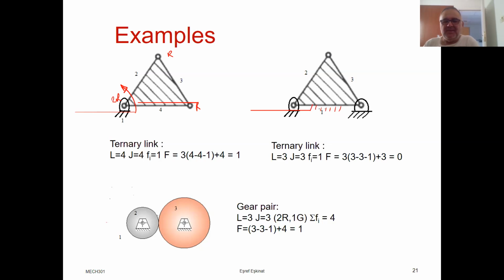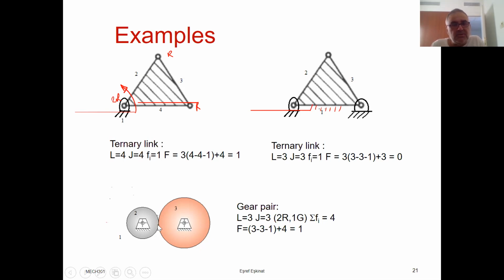Okay. Another thing is the gear pair. We said that the gear pair has a degree of freedom of 2, right? Let's see, we have 2 gears, first gear here, second gear here. We connect them with 2 revolute joints. The number of links: 1 is the ground, 2 is the first gear, 3 is the second gear. So L is 3. J is 3. What are they? 2 revolute joints, and there is a gear pair here, the gear joint.